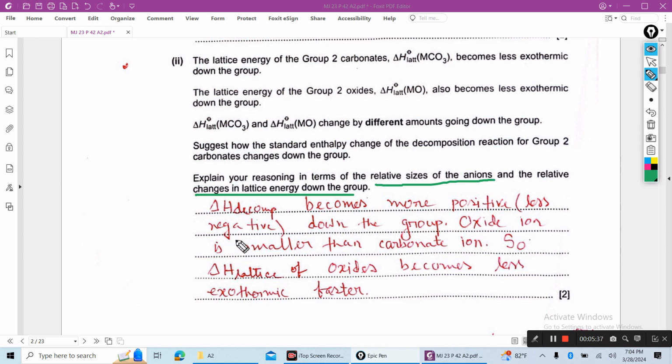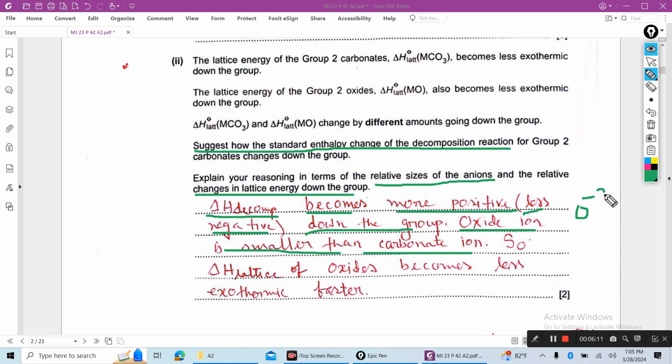So how does the standard enthalpy change of decomposition change? The enthalpy change of decomposition becomes more positive. More positive means less negative. Why? Because the oxide ion is smaller than the carbonate ion. Oxide ion O2- is smaller than the carbonate ion.